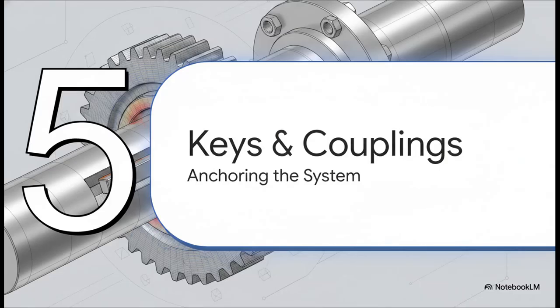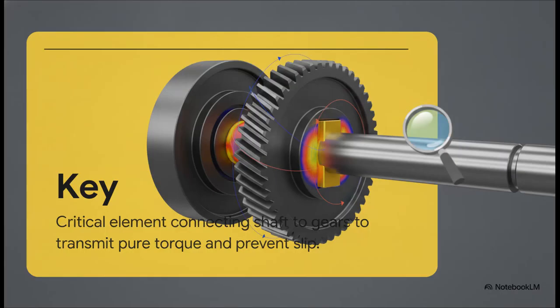Next up is Section 5, keys, couplings, and connections, anchoring the system. Because think about it, our perfectly rigid, incredibly strong shaft is completely useless if it just spins freely inside the gear. We have to physically anchor the system. Enter the unsung hero, the key.